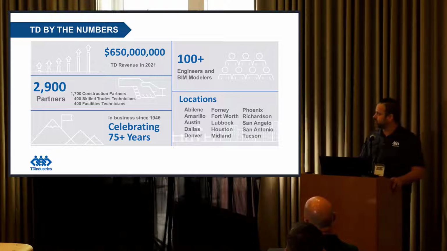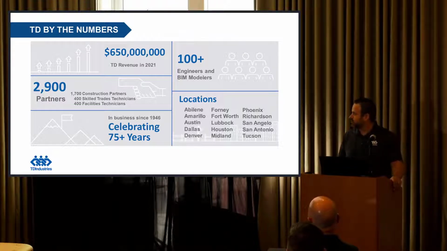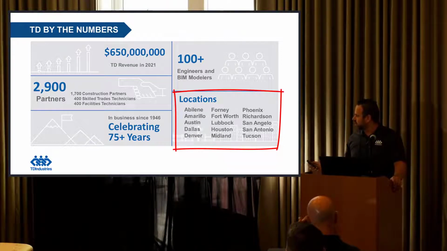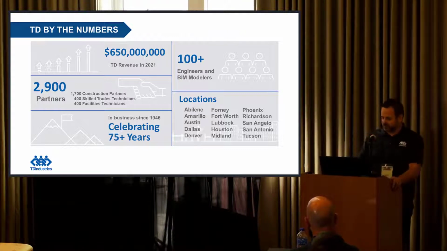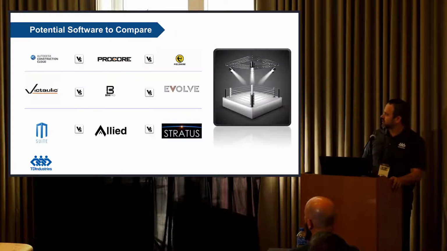TD by the numbers. Who is TD Industries? TD is mostly focused in Texas. You'll see all the locations here. We do have a few offices outside of Texas. About 650 million in 2021. Between engineers and BIM modelers, a little over 100. So you can imagine trying to implement and train that many partners is a little bit of a lift. So that's a quick snapshot.